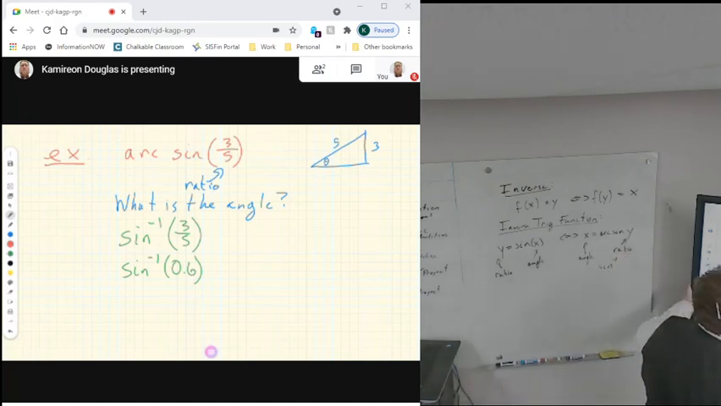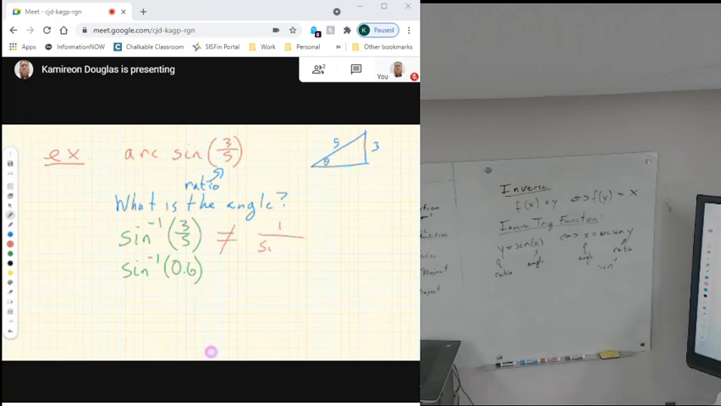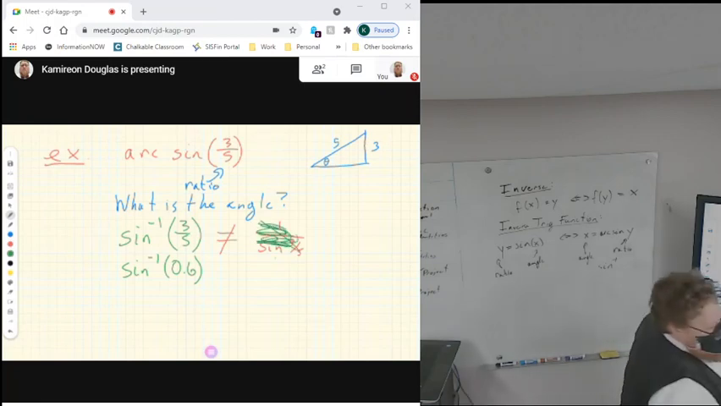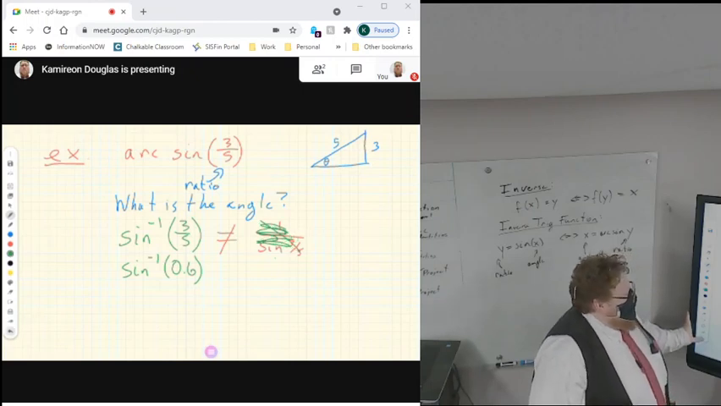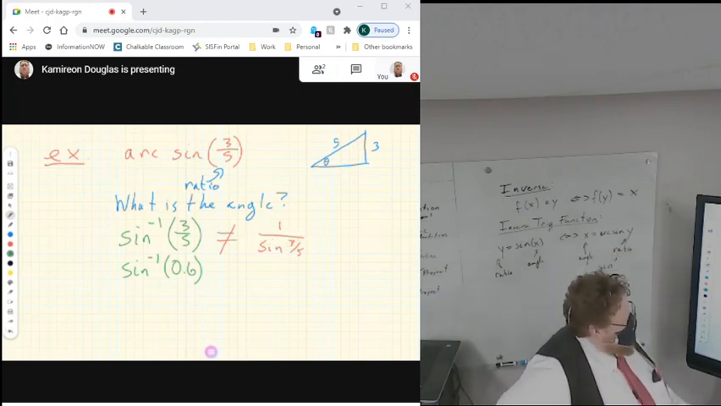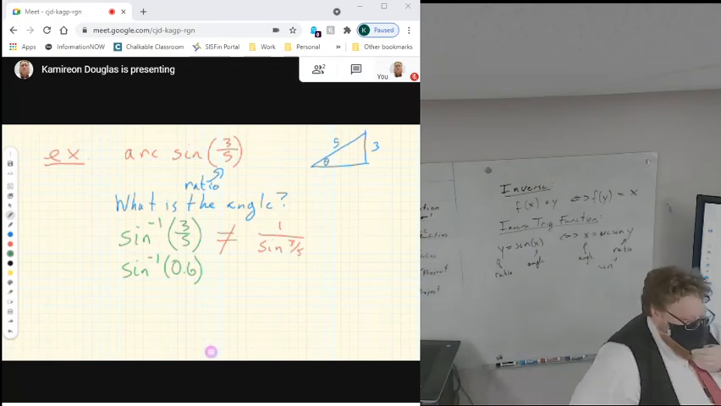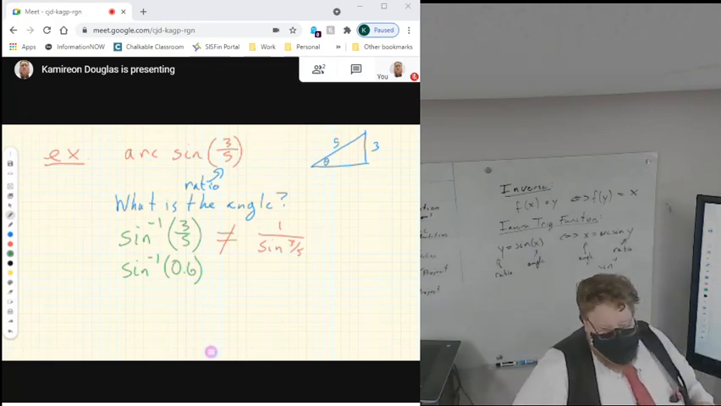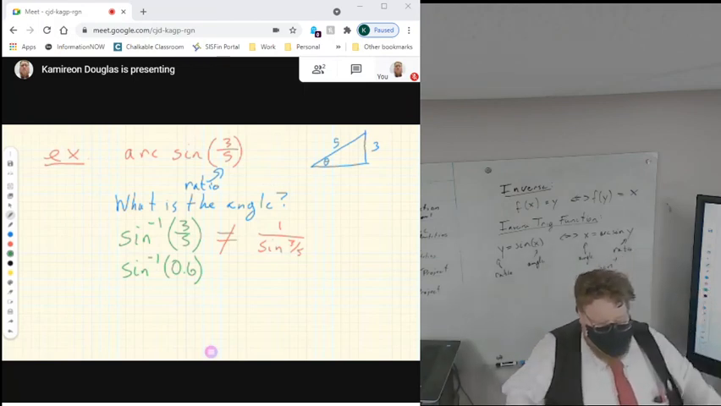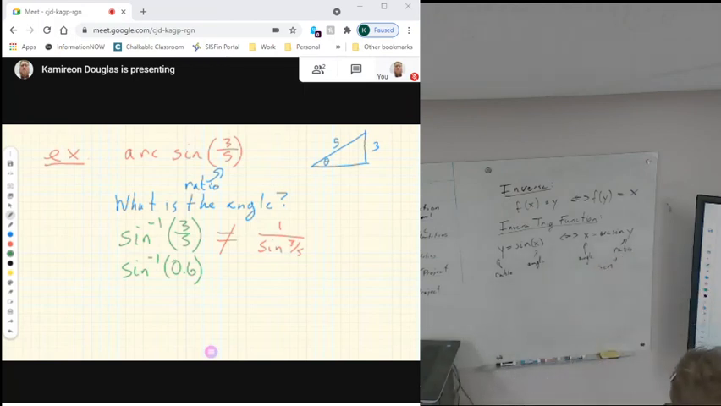This does not mean 1 over sine. This is wrong. I cannot stress how wrong this is. Don't do that. Completely wrong. I blame engineers, because if you're trying to fit everything on a calculator screen, it is far easier to write this than to write that. I blame them. They also use 3 as 5.